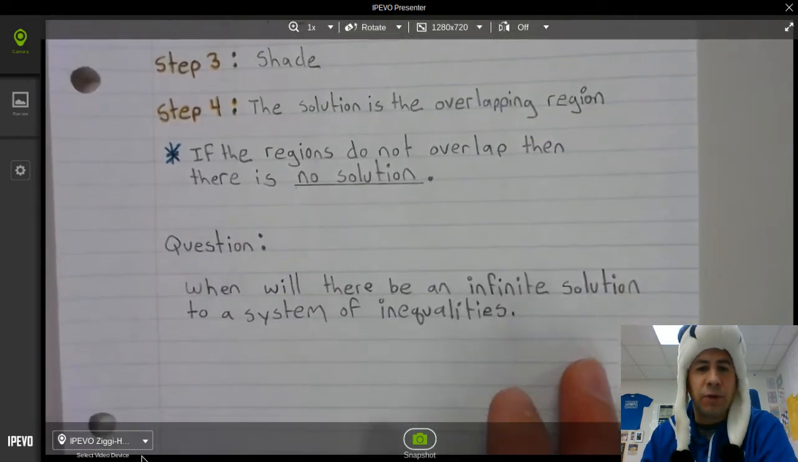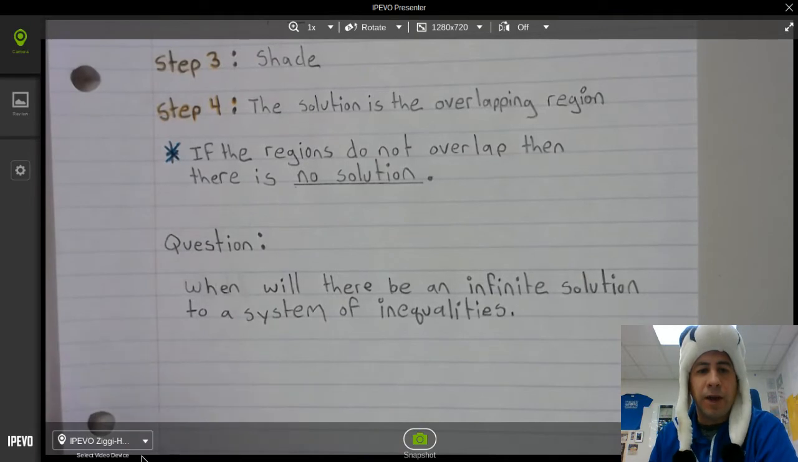All right, I'm going to leave you with a question. I want you to answer this and be ready to have your answer and attach it to your assignment, like at the back or the front or whatever, but answer this question on your assignment. When will there be an infinite solution to a system of inequalities?